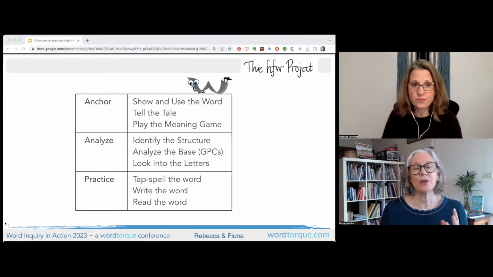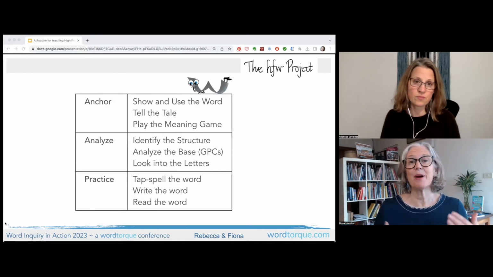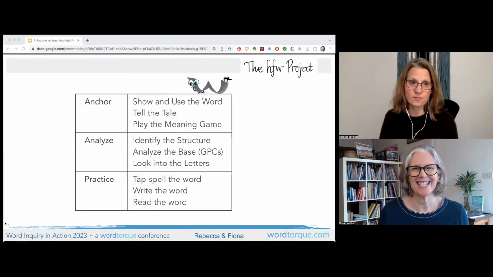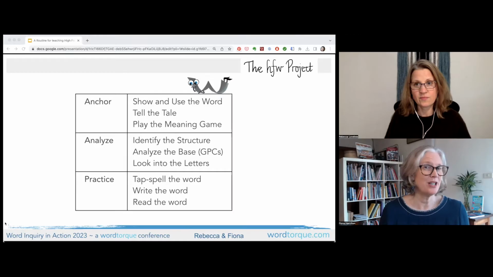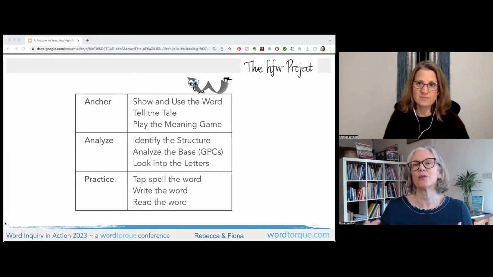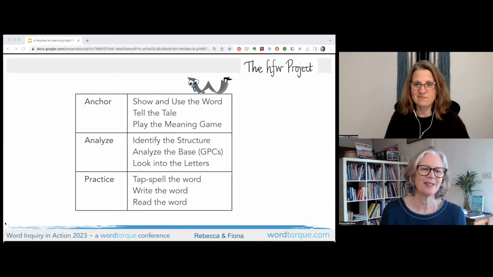So, this idea of playing the meaning game, where we have some words that are linked together, and then you start to see those relationships between those words. And you might have started with one word, but once you play the meaning game, it's like, oh, see the links to these other words, and then you might study them as a group.